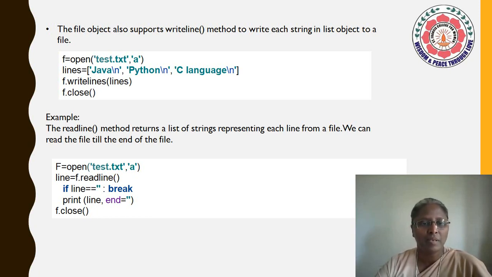Example, the readlines method returns a list of strings representing each line from a file. We can read the file till the end of the file. It is f equals open test.txt, a. Line equals f.readline. If line is a break, then print line equals end, f.close.